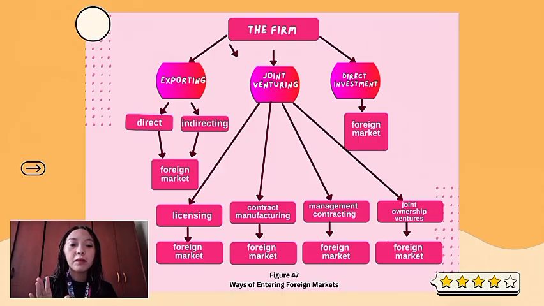These also head to the foreign markets, but their processes are different. Next, direct investment also heads to the foreign market. So these are the different kinds of processes through which a business can do international marketing.